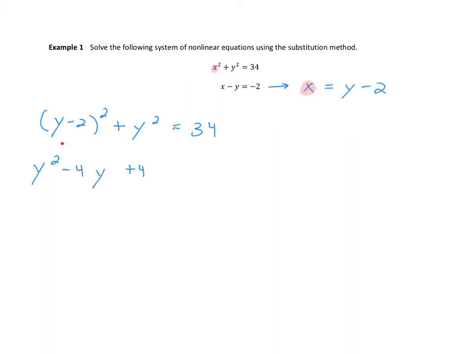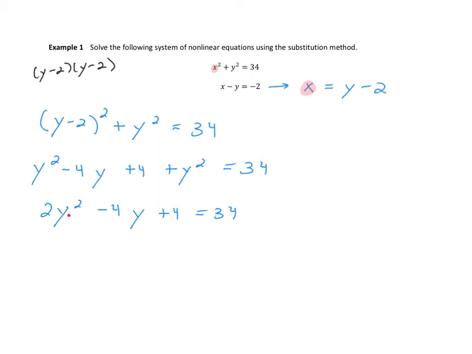So here, I'm really foiling out the following. This is really y minus 2 times y minus 2. Okay, that being said, I'll then copy down the plus y squared, and that is still equal to 34. So I square this out by foiling. I got these three terms, and I now have this y squared here. When I combine like terms, we have 2y squared minus 4y plus 4 is equal to 34.